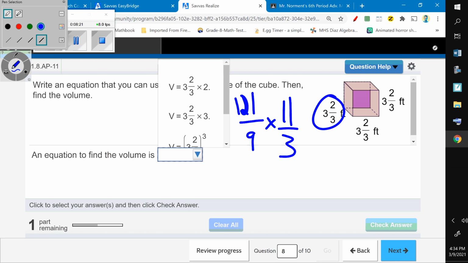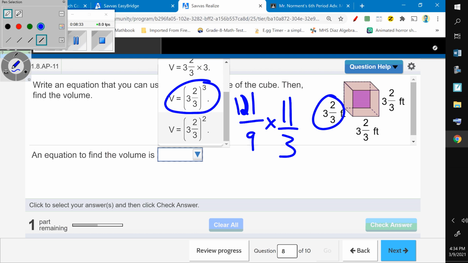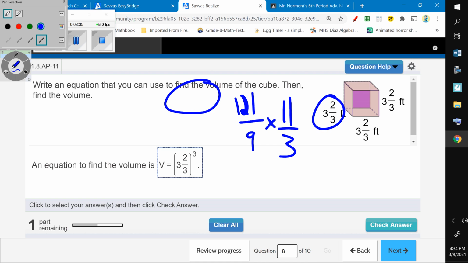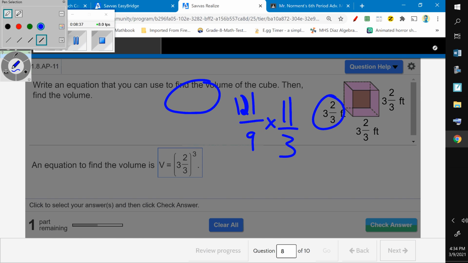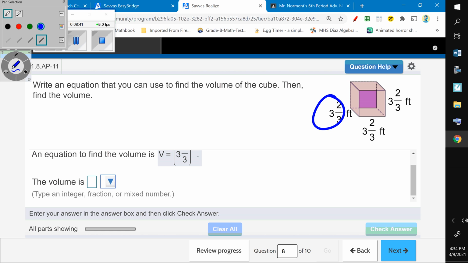And, ooh, this is writing an equation. Okay, so I'm glad I clicked on that on accident. So, you're doing it times itself 3 times. That is going to be your proper equation. Check the answer, because it's to the third power, not times 3, to the third power. And then they want you to actually solve it. So that's where you would put the answer after you solve it.